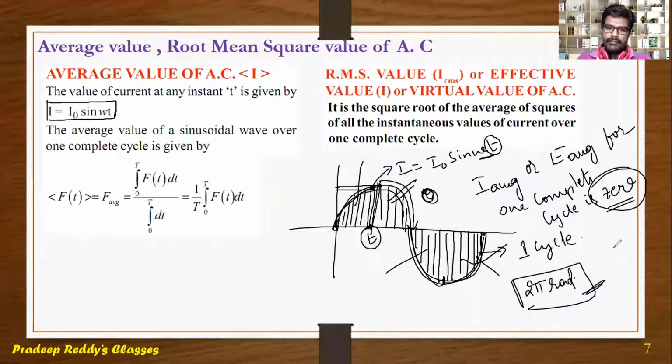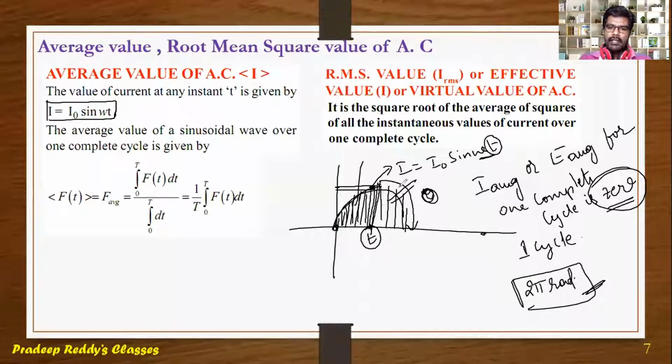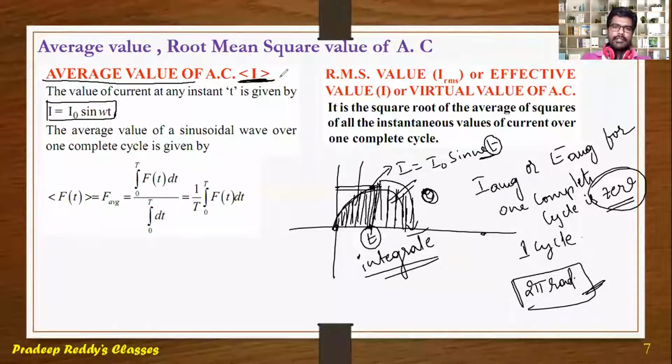So if you want to calculate the average of a half cycle, what will we do? We will just eliminate this other part and only take this half cycle. We will take all the elements and add them. That's what we integrate. We are integrating these small elements so that you will get the net current or net voltage, or the average voltage in this half cycle. That is the average value of AC. It is denoted with this symbol, or in some textbooks they write it as I average, I AV.